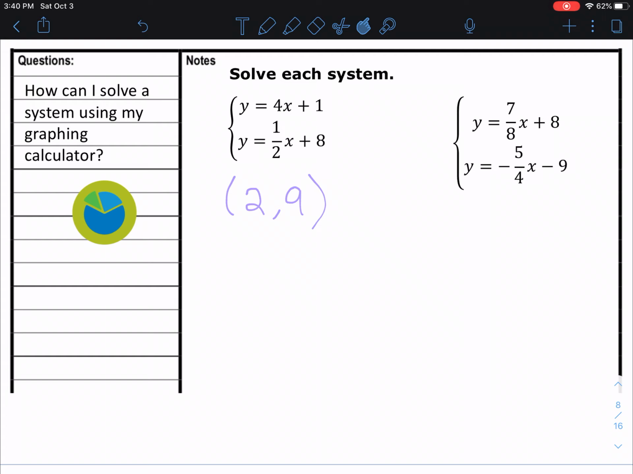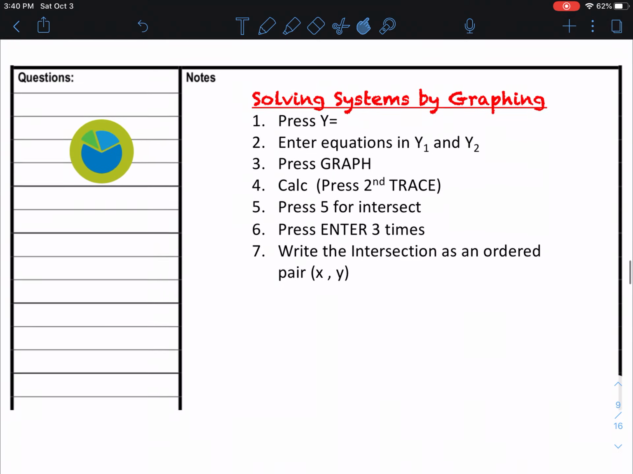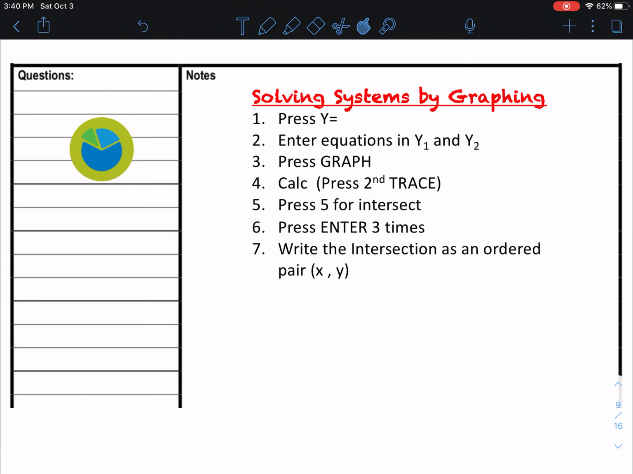All right. How did we do? And then this is the steps for that, in case you want to review. You just can't remember as you're going through your assignment. Those are the steps to do those kinds of problems for graphing.